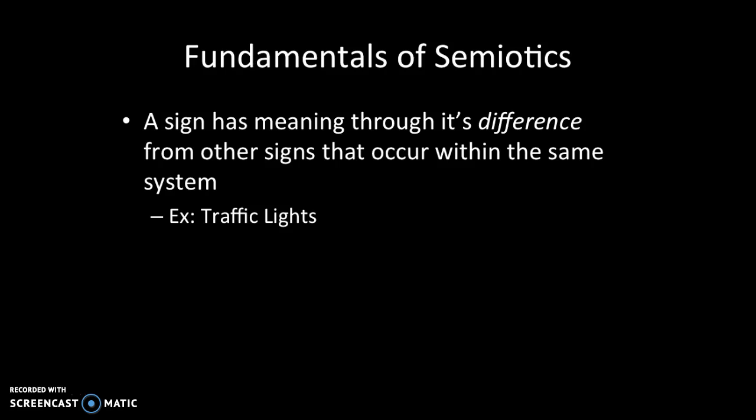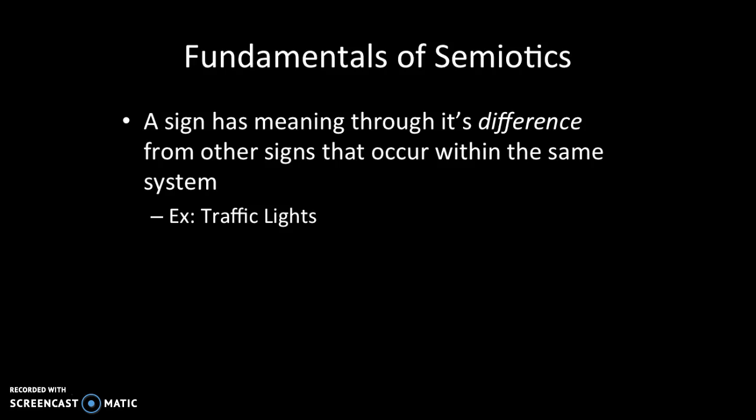The traffic lights are often used to explain this idea. You know how to act and move about on the streets because of the system of colored lights. Red means stop, which is different from green and yellow. Each light has its own meaning because of its difference from the meanings of the other lights.